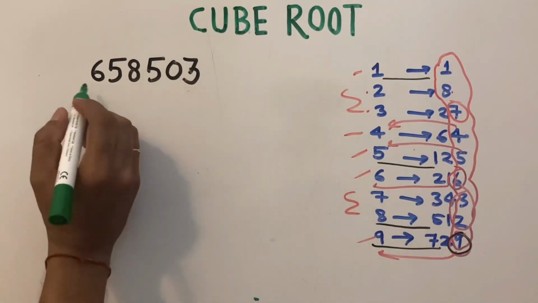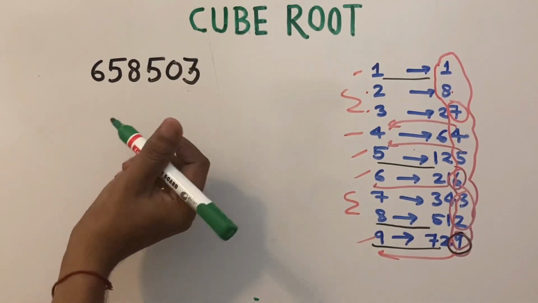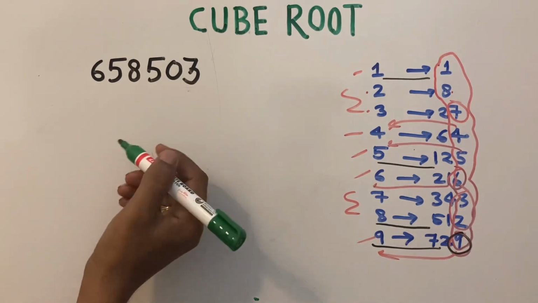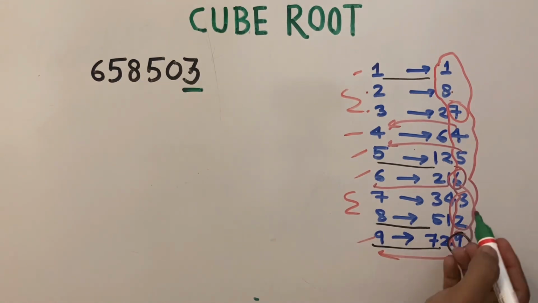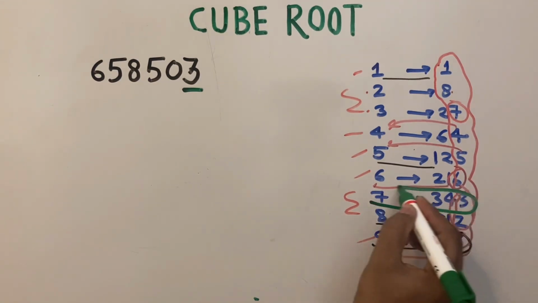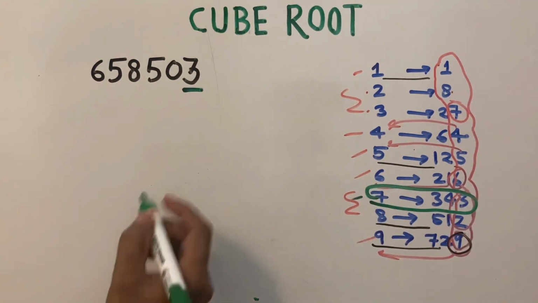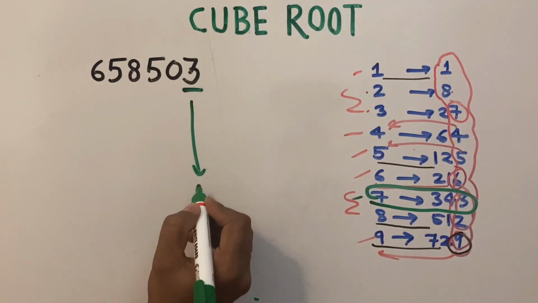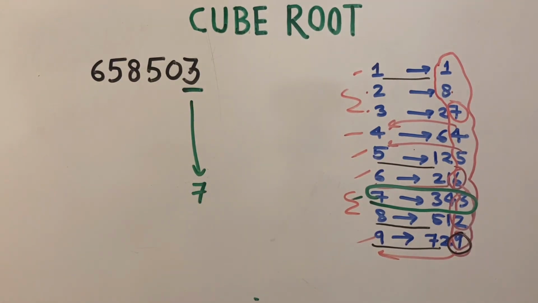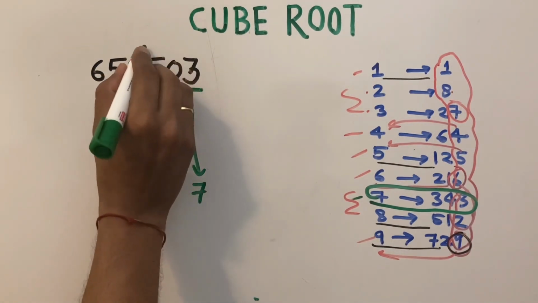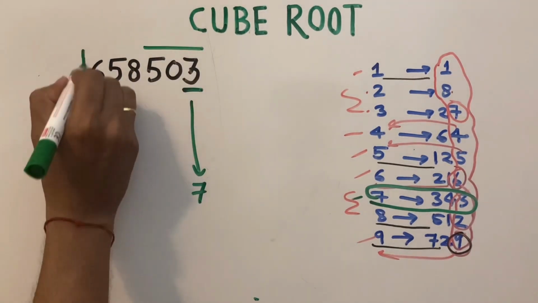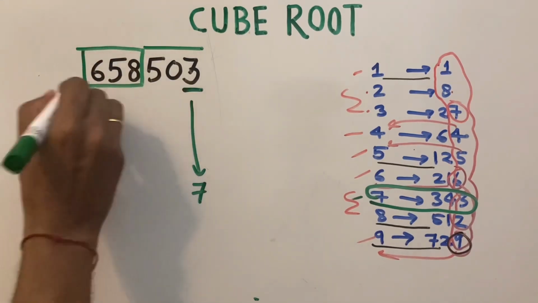Let's find out the cube root of the number 658503. Here the last digit is 3. So from this pattern, we can see that 7 must be the last digit of the cube root. So as per our rule, now we must ignore the last 3 digits and focus on the remaining digits.